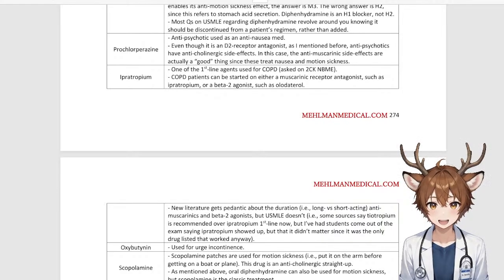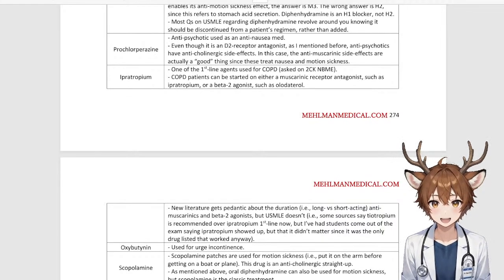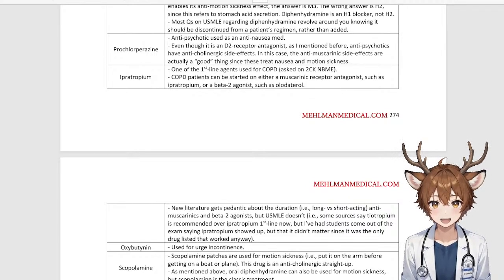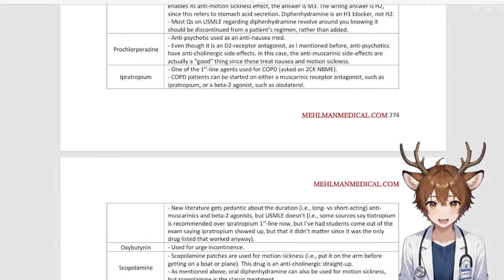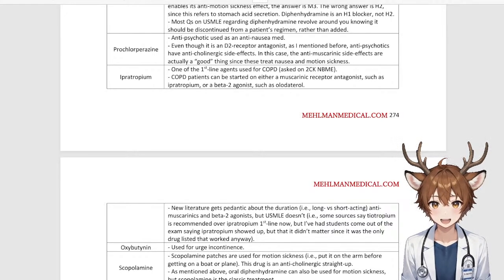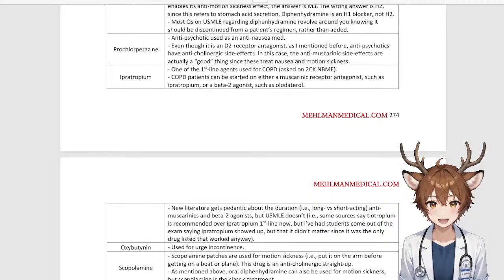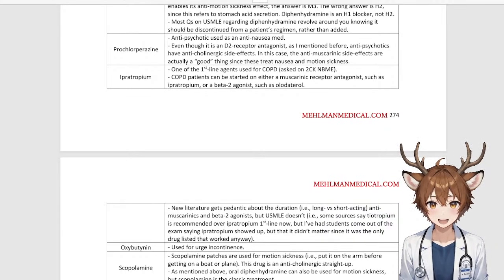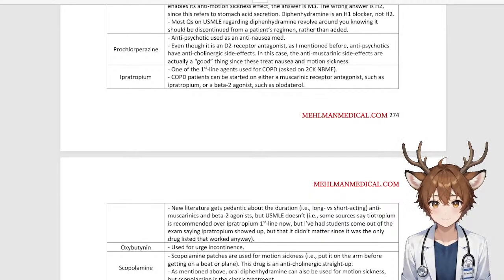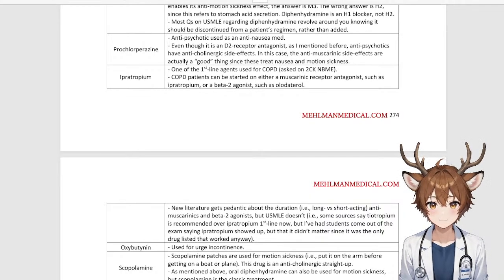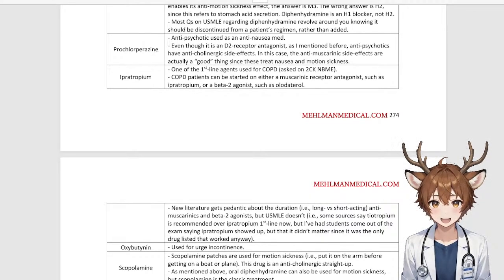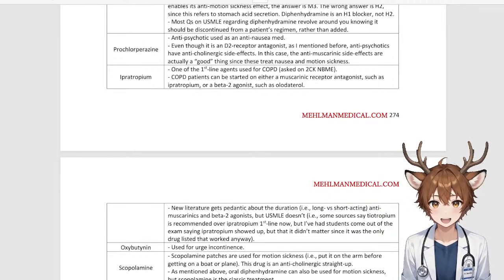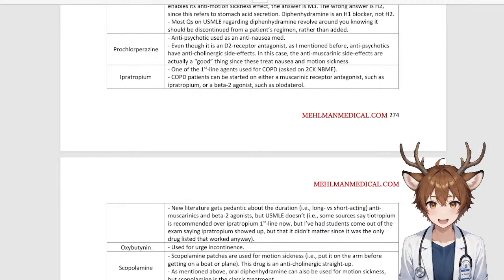New literature gets pedantic about this duration, that is to say, long-acting versus short-acting. USMLE does not. Some sources say tiotropium is recommended over ipratropium first line now, but I've had students come out of this exam saying ipratropium showed up, but it didn't matter since it was the only drug listed that worked anyways. So it might be that tiotropium is preferred now for COPD, but ipratropium is still a pretty good first-line agent for COPD. If you had to choose between the two, maybe you would choose tiotropium, but I'm not 100% sure either.